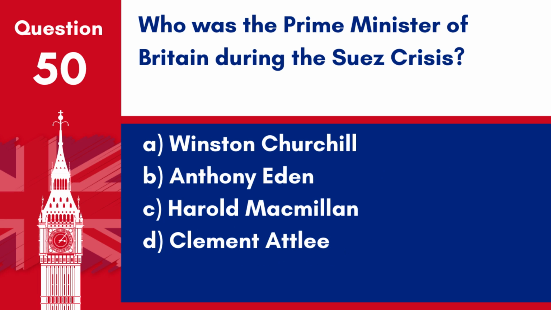Question 50. Who was the Prime Minister of Britain during the Suez Crisis? A. Winston Churchill. B. Anthony Eden. C. Harold Macmillan. D. Clement Attlee.